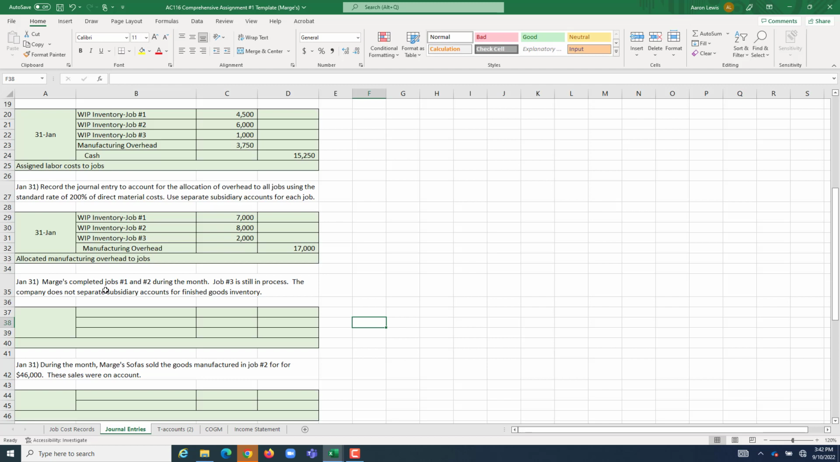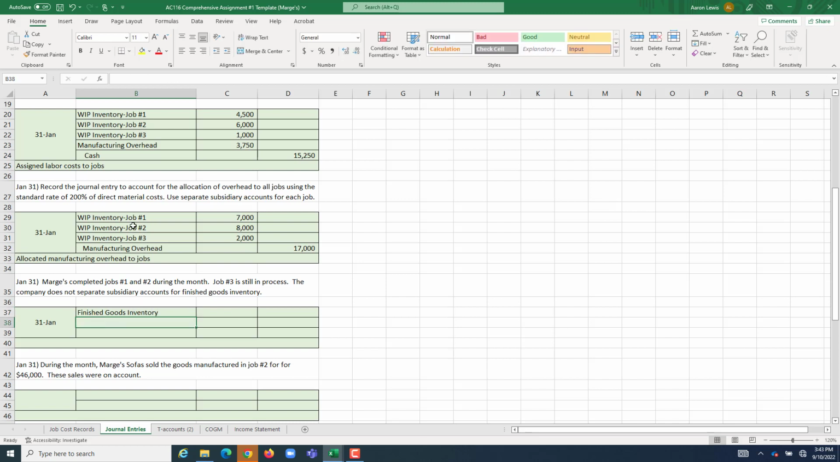So we can leave all of the costs of job 3 in the WIP inventory job 3 account because it's still a work in process. However, we can't have any value in WIP inventory for job 1 and job 2 because those accounts are no longer being worked on. They are finished goods. So what are we going to do? Well, firstly, do we use subsidiary accounts for finished goods? Our information tells us that we do not separate our subsidiary accounts for finished goods. All inventory accounts are assets. They go up on the debit side. The amount of finished goods that we have on our books has to be going up because we finish more jobs. So we're going to debit finished goods inventory.